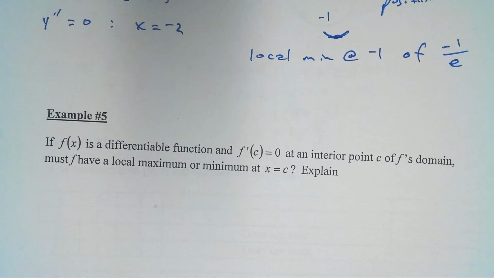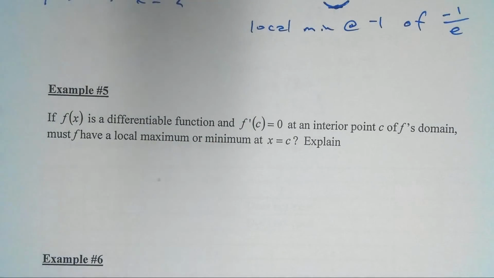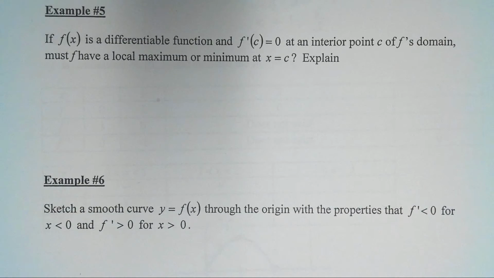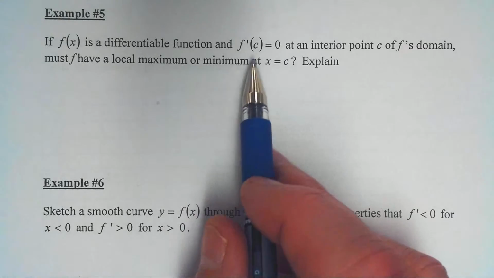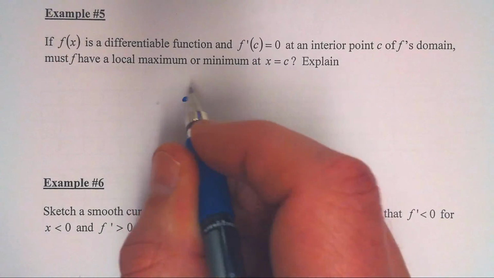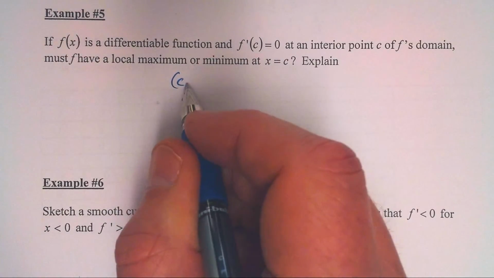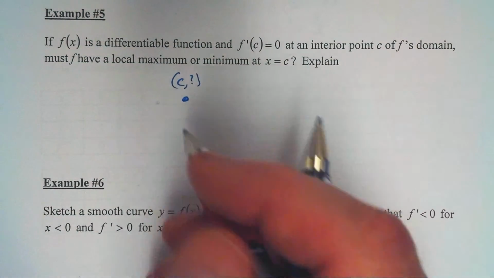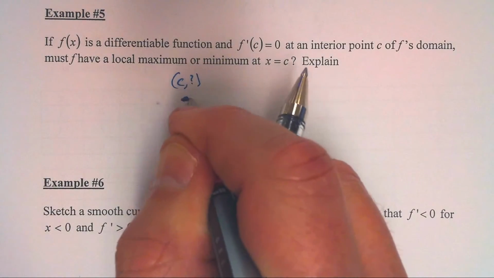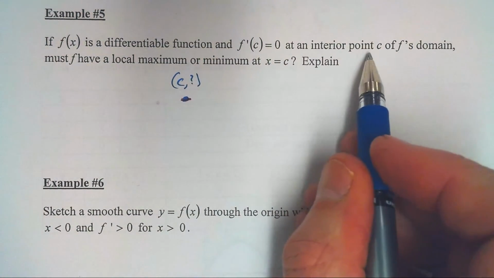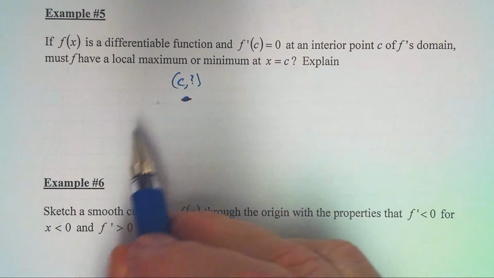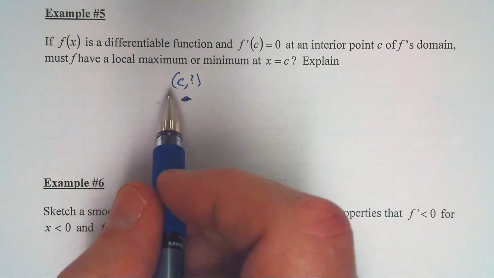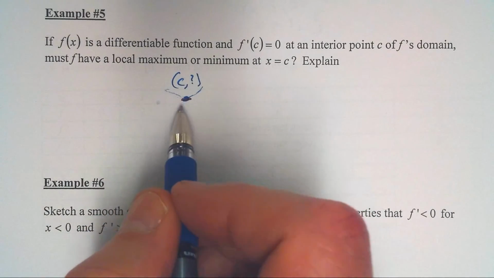Let's take a look at example 5. If f of x is differentiable, what's differentiable mean? Hopefully you're all together saying smooth and continuous. And f prime of c is 0. So somewhere at c, what? Doesn't really matter. We level off for a moment, just an instant, at an interior point c of f's domain. Must f have a local maximum or minimum at c? So must it look like this or this?